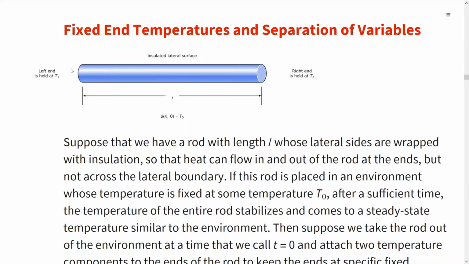So we have a rod, and the left-hand side is held at temperature T1. The right-hand side is held at temperature T2. And T0 is the temperature when we started.